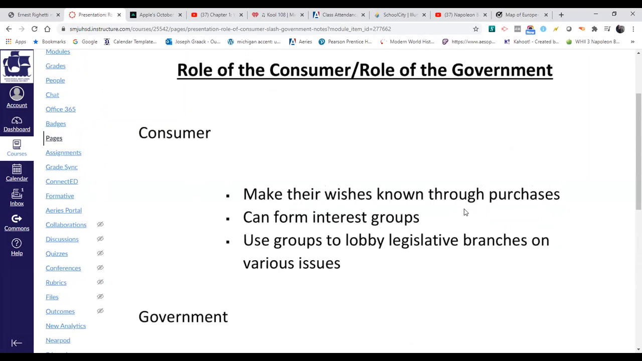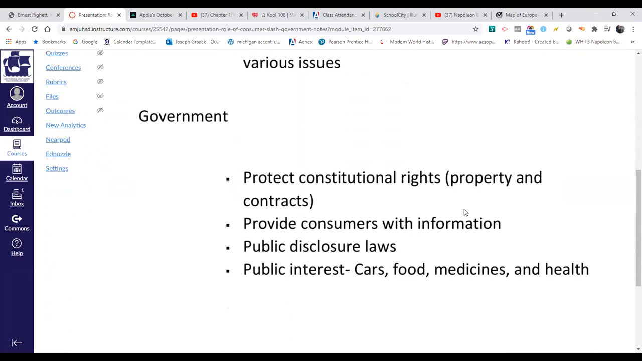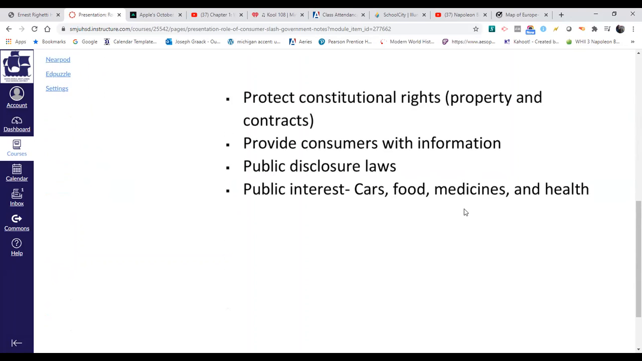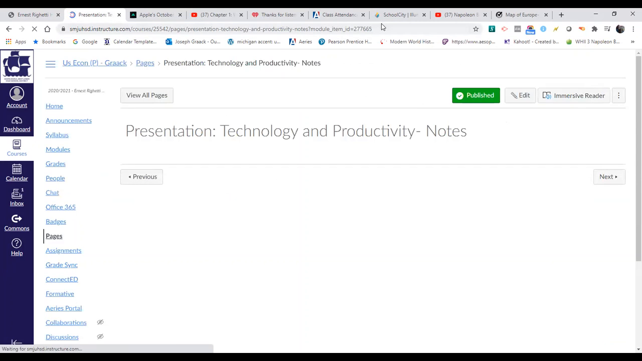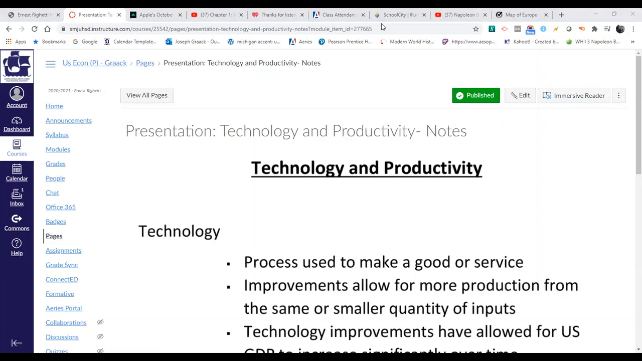And so when you talk about consumers and government, we each have a role, no matter what part of the enterprise system we are, and those usually work in conjunction to create a very large gross domestic product, a very large economic system. Go ahead and in your Canvas page, go ahead and click to the next page, and we'll talk about technology and productivity.